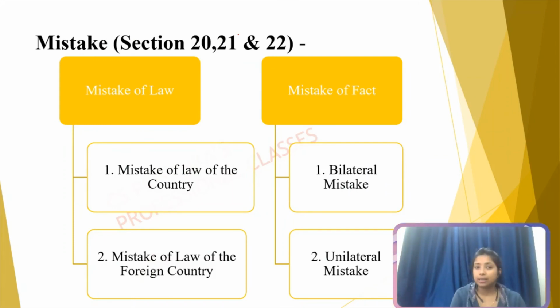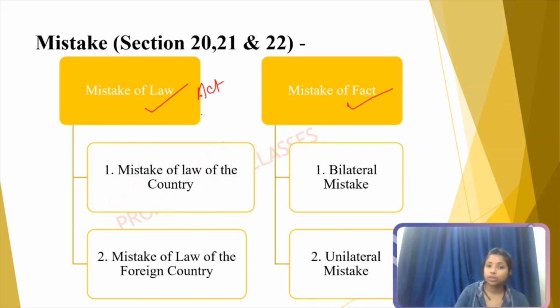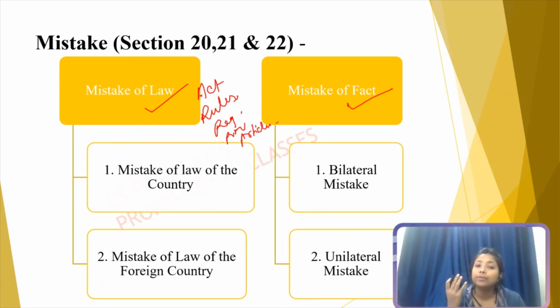Next we come to mistake, which comes under sections 20, 21 and 22. There can be two types of mistake as per law. First of all, mistake of law, and next is mistake of fact. What is law? Law means acts, rules, regulations, provisions, articles. Whatever acts, rules, regulations, provisions we read in these chapters, these are law.